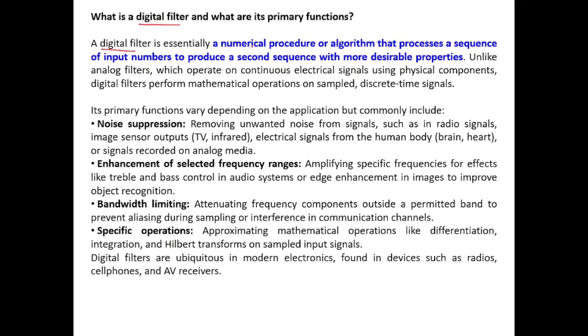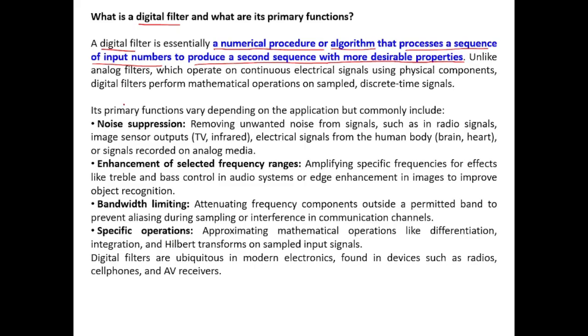A digital filter is essentially a numerical procedure or algorithm that processes a sequence of input numbers to produce a second sequence with more desirable properties. We have seen that digital signals are nothing but a sequence of numbers. So digital filters are capable of accepting those sequences of numbers and giving you another sequence of numbers from where you can derive some information. So, what are its primary functions?